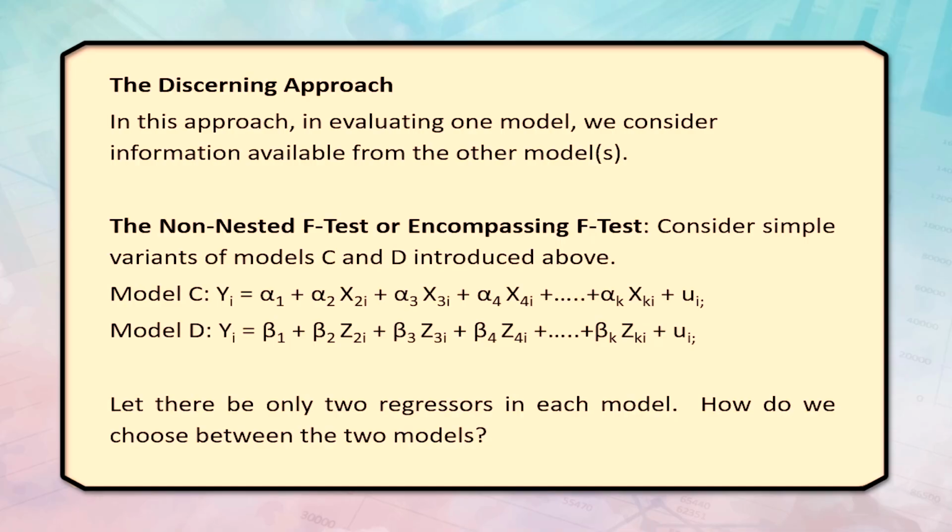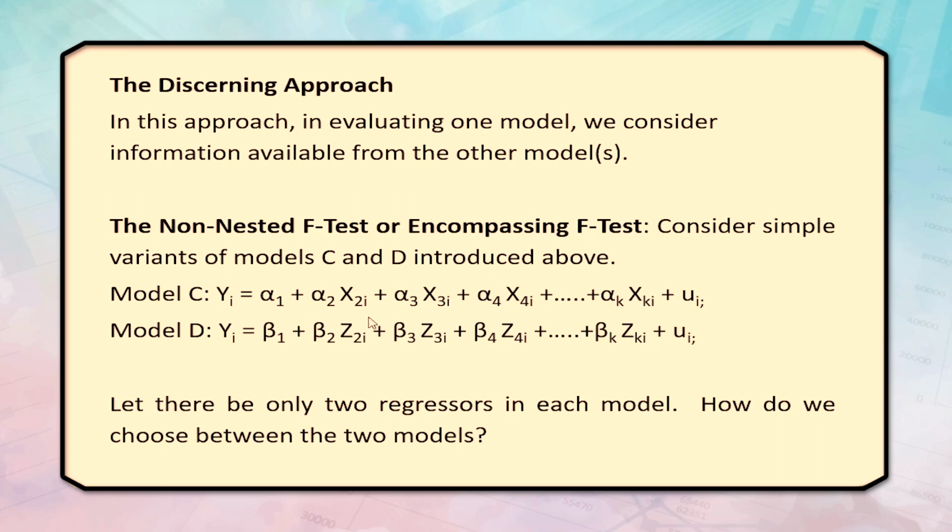Another type of tests are applicable, and this second approach is called the discerning approach. Here, in evaluating one model, we consider information from the other model also. So, we now come to, once again, the non-nested models C and D, where, as you can see, C has one set of regressors X and D has another set of regressors Z. So, how do we choose between models C and D?